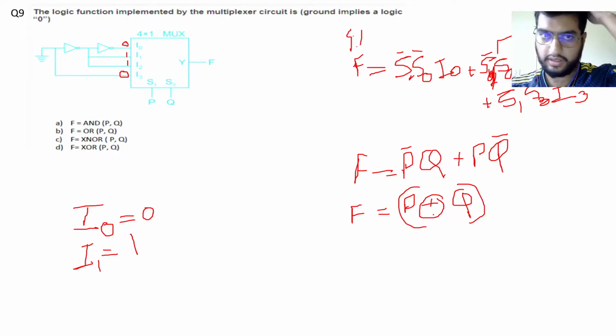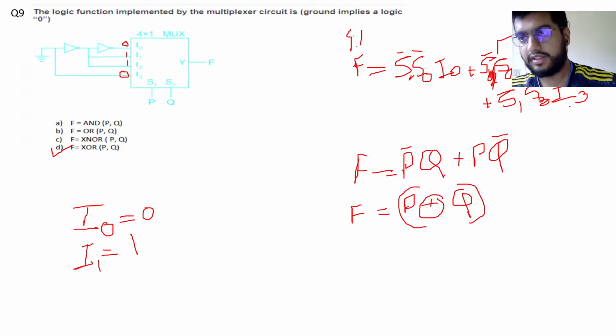So this function represents an XOR gate between P and Q. That is option D. I3 and I0 were 0. That's why these two terms became 0, and I1 and I2 were 1. So only these quantities are considered here: P bar Q plus PQ bar.